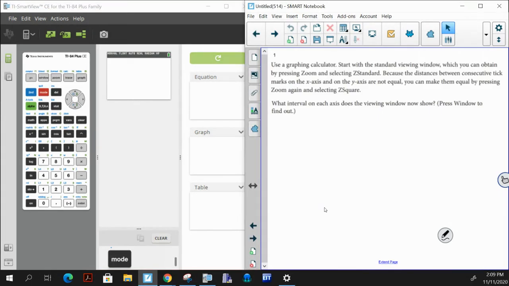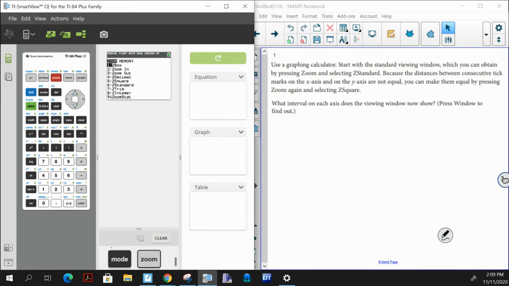these instructions and read them. It says this, it says using a graphing calculator, start with the standard viewing window, which you can obtain by pressing zoom. So press that on the calculator, please, zoom. And selecting Z standard, so that's number 6, so I can arrow down or I can just press 6, either way it'll work. Now, because the distance between the consecutive tick marks on the x-axis and the y-axis are not equal, you can make them equal.